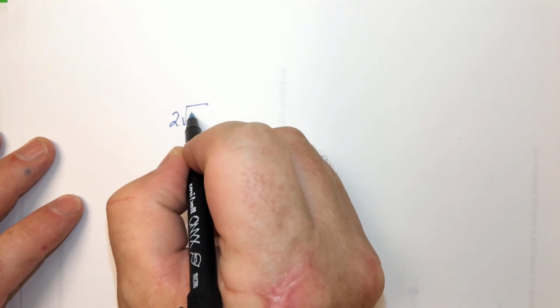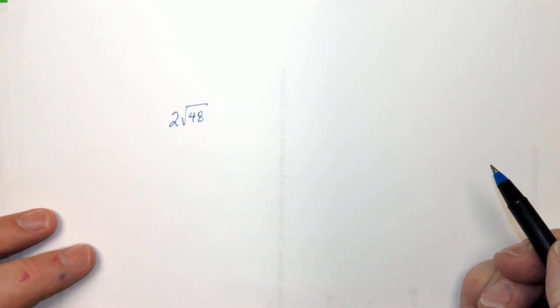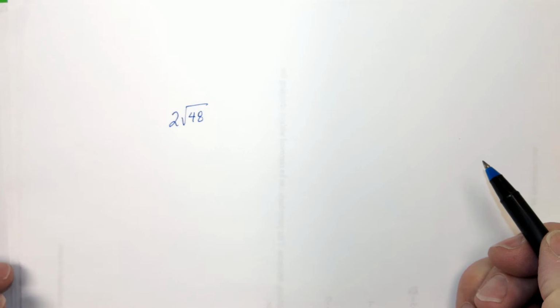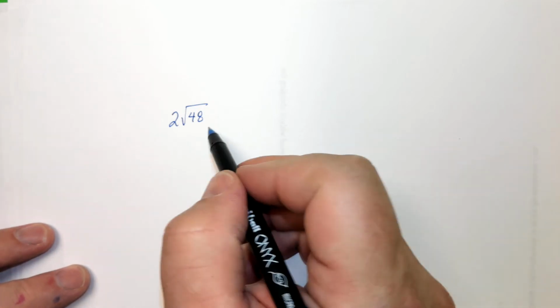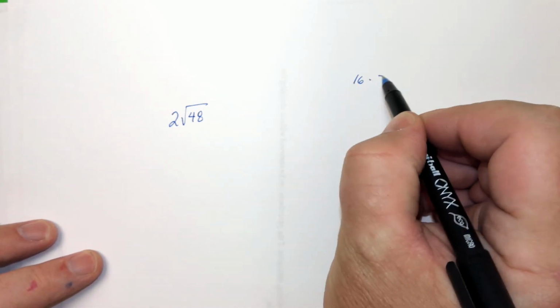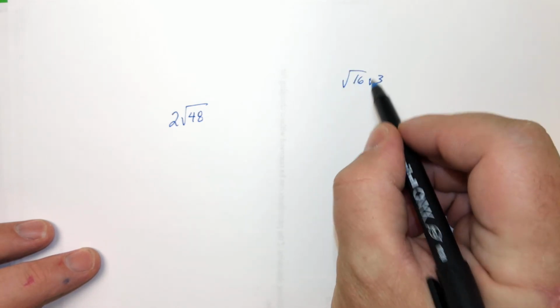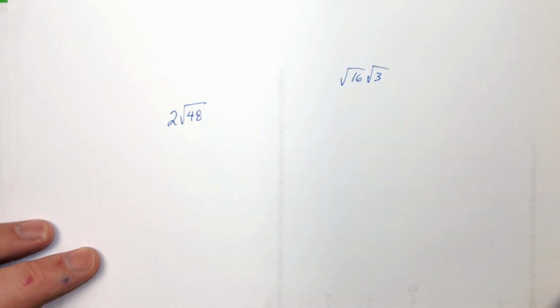Let's do 2 times the square root of 48. How would we handle that? This is making me very nervous. Well, the square root of 48. 48 is 16 times 3, and the square root of 16 is just 4, right?